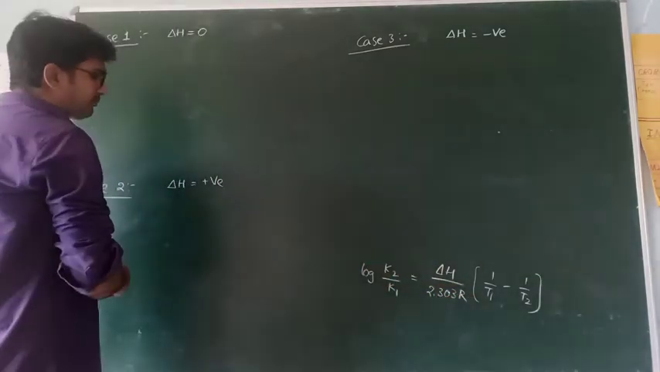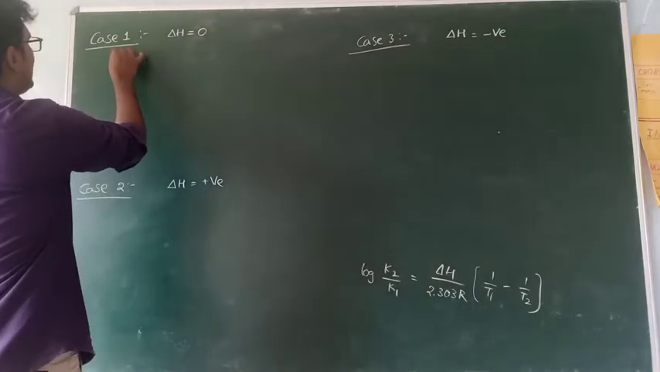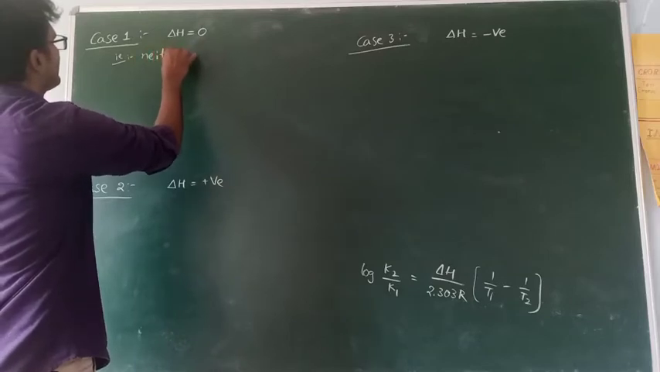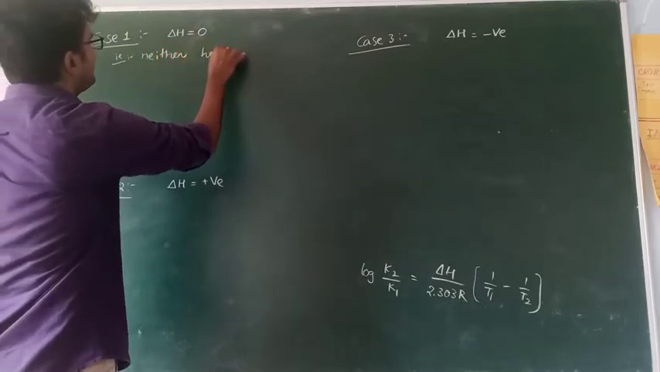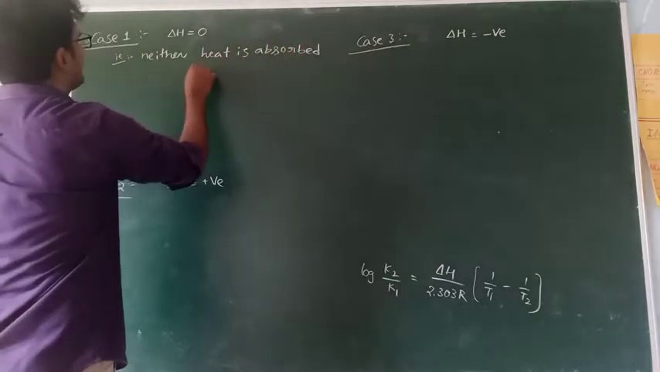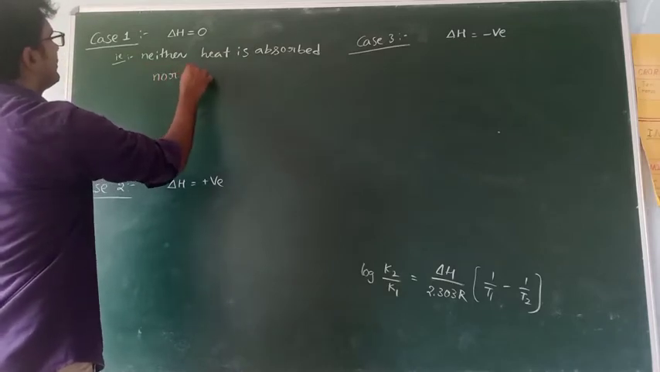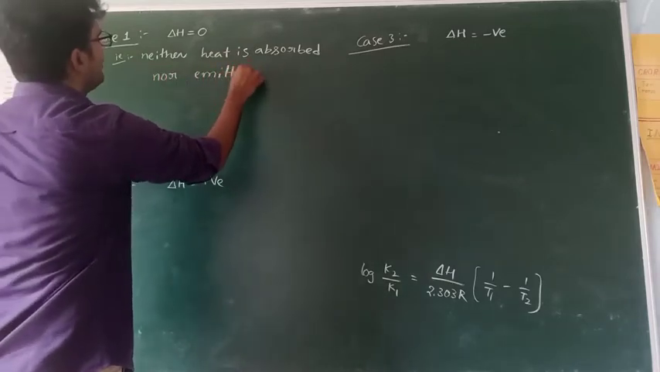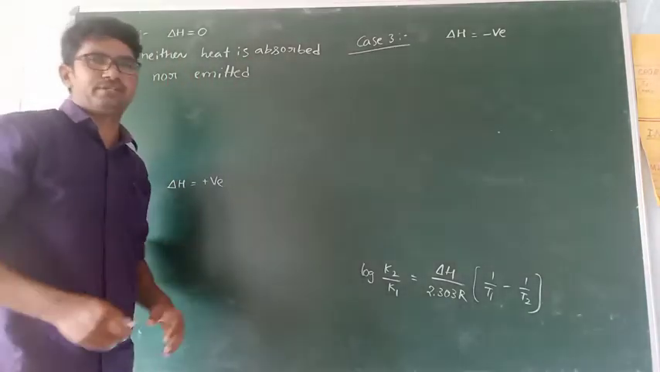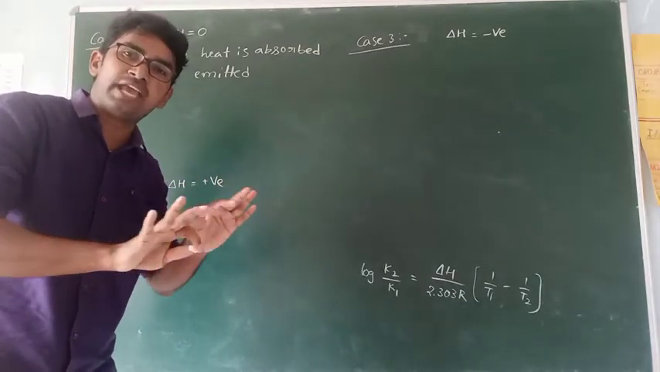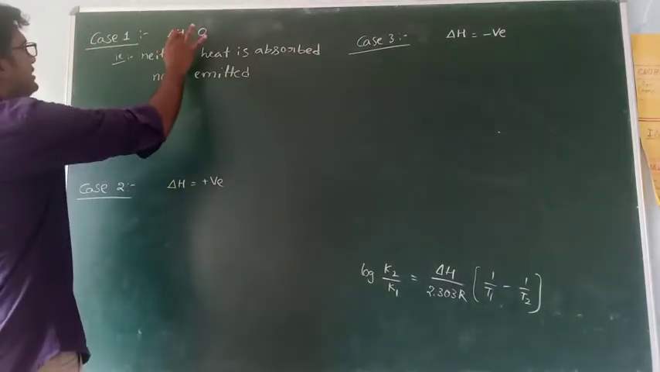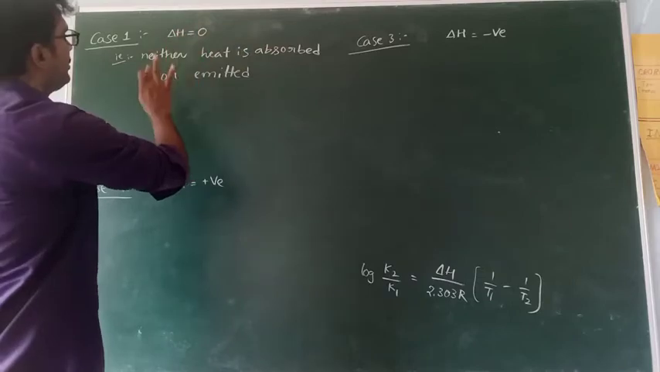So delta H equal to 0 means neither heat is absorbed nor emitted. Do you understand? There is no absorption of heat, no emission, no release of heat. There is no change in the heat, so delta H is equal to 0 means neither heat is absorbed nor emitted.